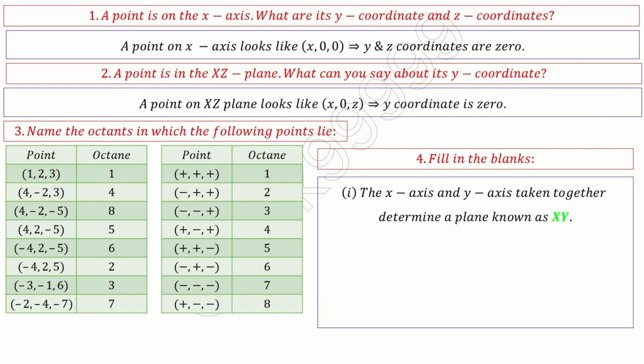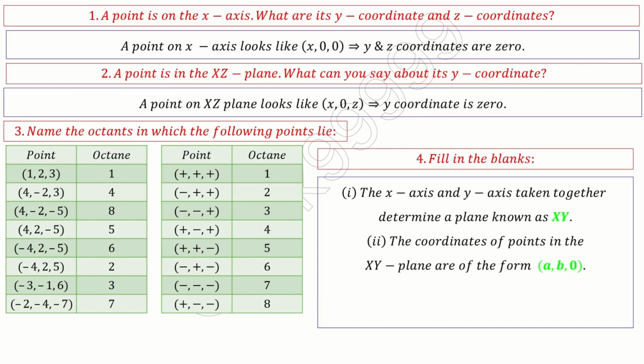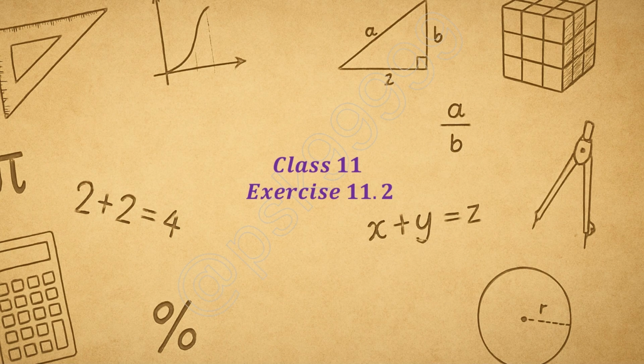The x-axis and y-axis taken together determine a plane known as the XY plane. We know it. The coordinates of a point in the XY plane are of the form a comma b comma 0, since z is 0. The coordinate planes divide the space into 8 octants. We just saw the example there. So these are the problems in 11.1, and let's go to the next, 11.2.